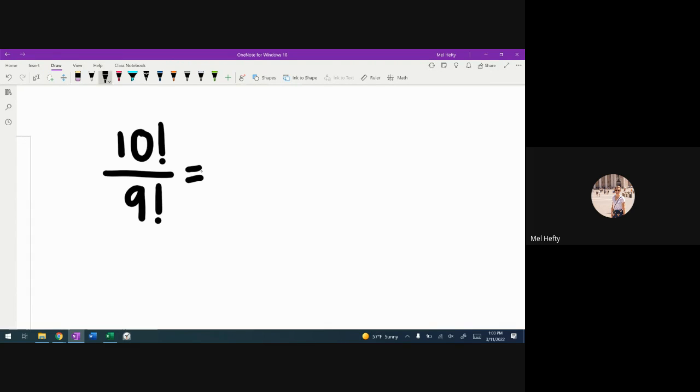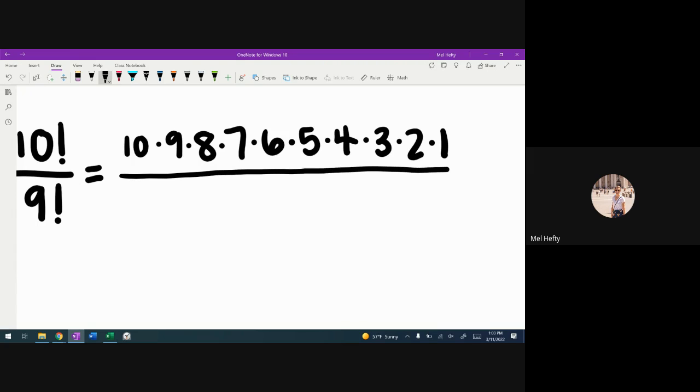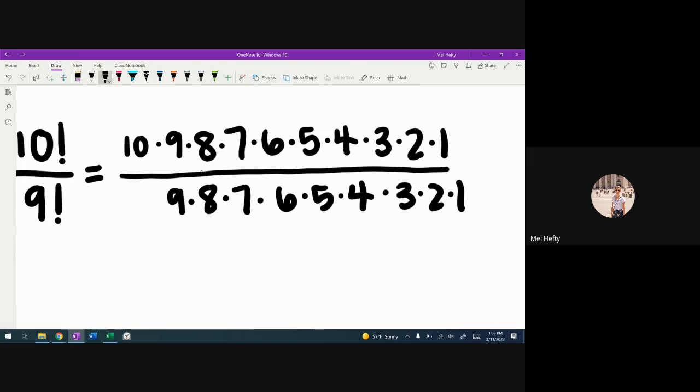All right, what's 10 factorial? Oh, okay. So Sean's going all the way to where I would like to go eventually. But if you thought about this, I should have chosen a smaller number. 9, 8, 7, 6, 5, 4, 3, 2, 1. All right. So do you agree that literally everything's going to cancel?